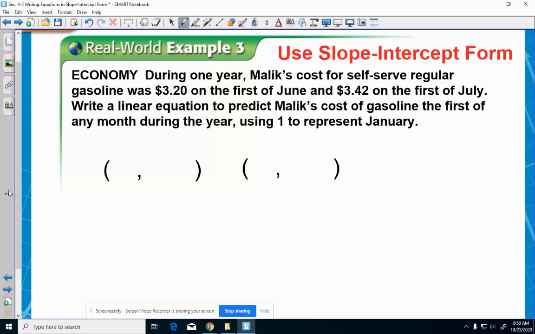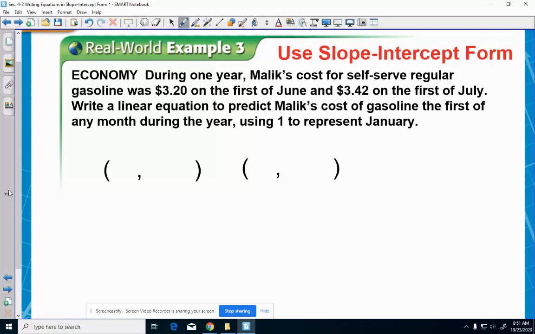If they're saying use a 1 to represent January, give me an ordered pair that works for June. Go ahead and finger count till you get to the month of June. It's a 6. So am I writing 6 comma $3.20, or am I writing $3.20 comma 6? You want to flip flop it?